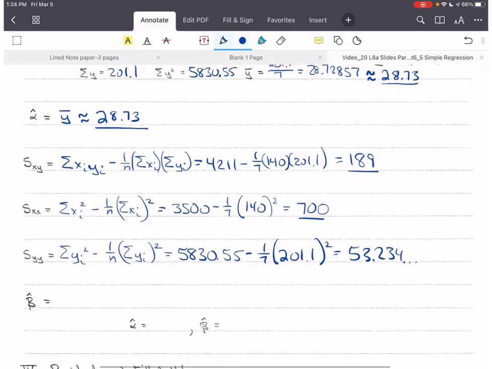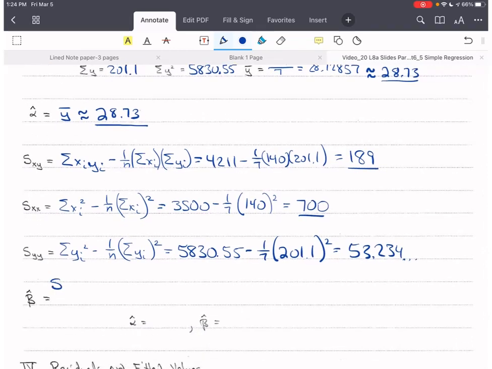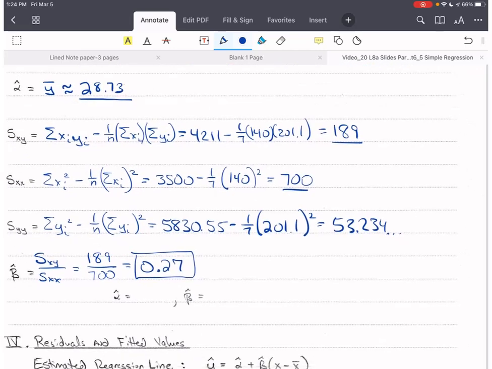Okay. Now, beta hat is equal to S of xy divided by S of xx. And using our book's notation, so this is 189 divided by 700. And this is equal to 0.27. Let me check and make sure that that's not a rounded value. If it is, we'll write out the exact. But no, this is exactly the answer. So 0.27 is our estimate for beta hat. So to summarize, we have alpha hat is 28.73, beta hat is 0.27.